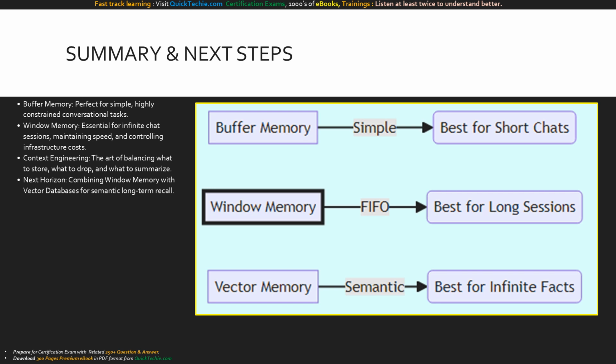Our final diagram shows the spectrum of memory systems. On top, buffer memory is tied to short chats. In the middle, our focus today, window memory utilizes FIFO to dominate long sessions securely. At the bottom lies the future, vector memory using semantic search for infinite fact retention. Mastering when to use each is the hallmark of a senior AI architect.